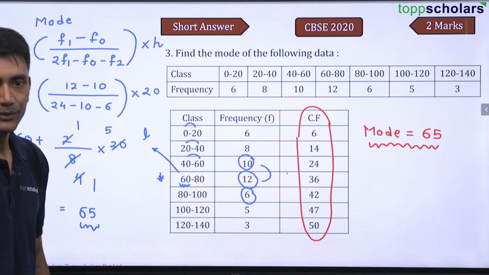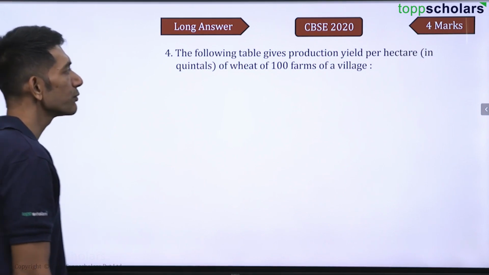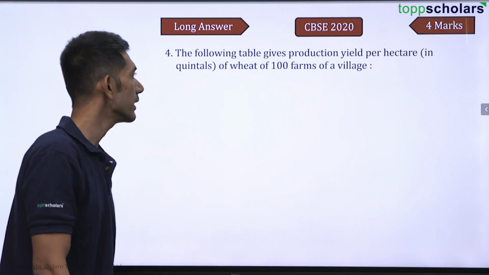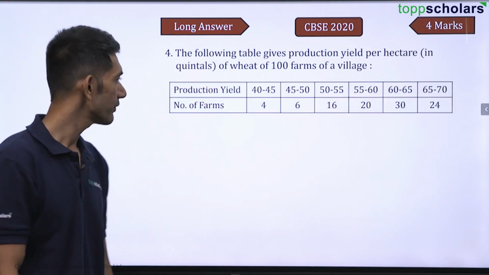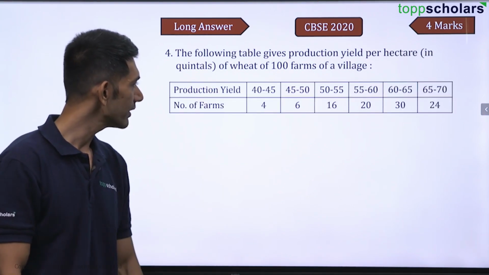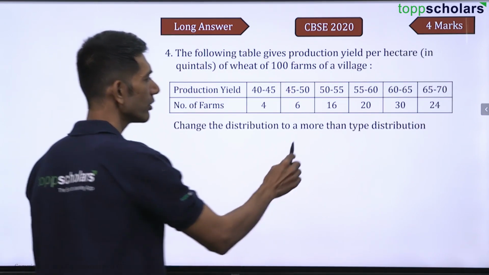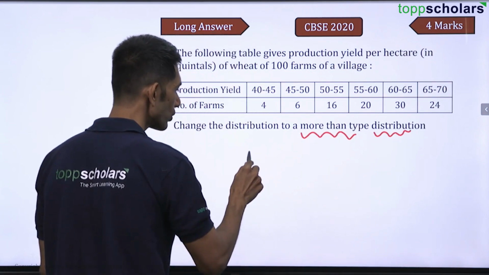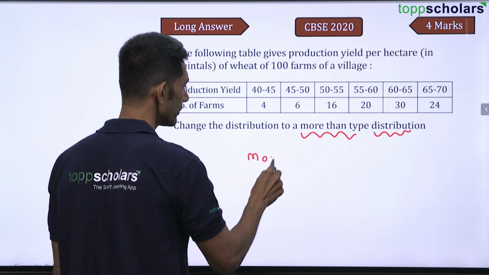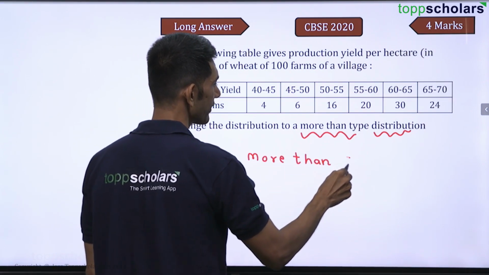Clear? Let's continue. So let us have a look at a new question now. It says the following table gives production yield per hectare in quintals of wheat of 100 farms of a village. The frequency is given and the data is given. Let us see what the question says. The question says change the distribution to a more than type distribution. So we are supposed to write down this in the form of more than type CF.